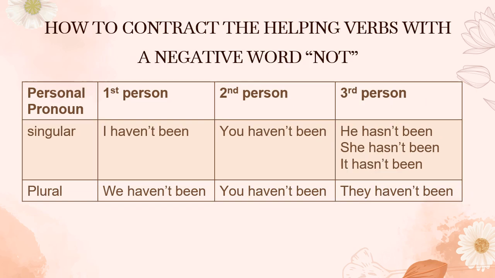How to contract the helping verbs with a negative word not. For example, I haven't been. You haven't been. He hasn't been. She hasn't been. It hasn't been. We haven't been. You haven't been. They haven't been.